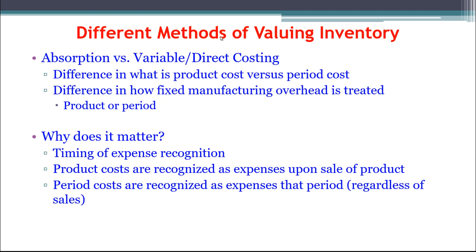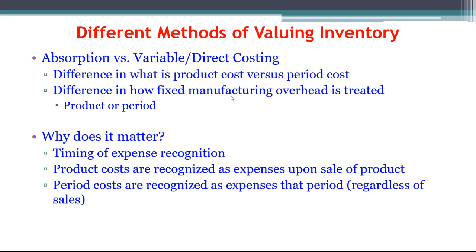There are different methods of valuing the inventory on the income statement, and really, again, it all boils down to when do we count a cost as expensed versus it's just still an asset. That's the difference in purposes between absorption and variable costing. Variable costing is sometimes referred to as direct costing.